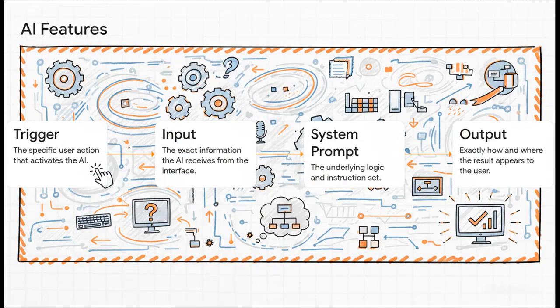Now, with those strong boundaries in place, we can start weaving the AI capabilities into our narrative. Every single AI feature needs a clearly defined continuous sequence. First up is the trigger, that exact user action that wakes the AI up. Then the AI needs an input, which is the specific data it grabs from the interface. That feeds right into the system prompt, which is basically where your underlying logic lives. And ultimately, this all creates a visual output, determining exactly how and where the result pops up for the user. Connecting these pieces explicitly means the AI literally never has to guess how your app should function.